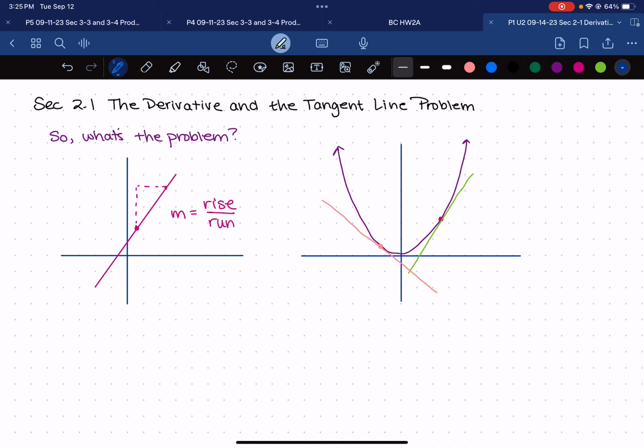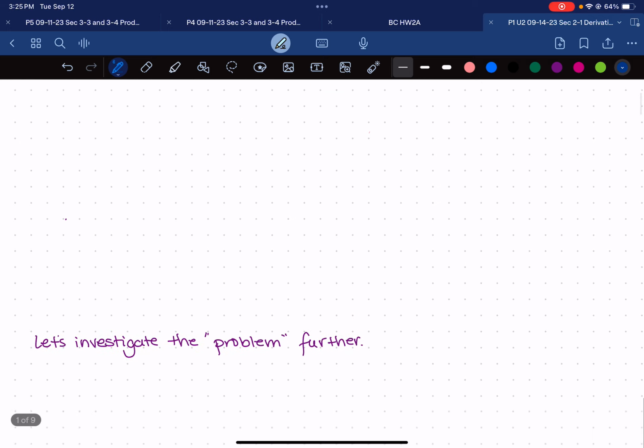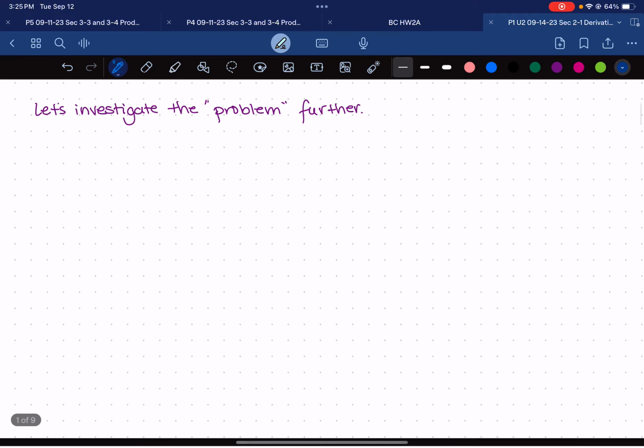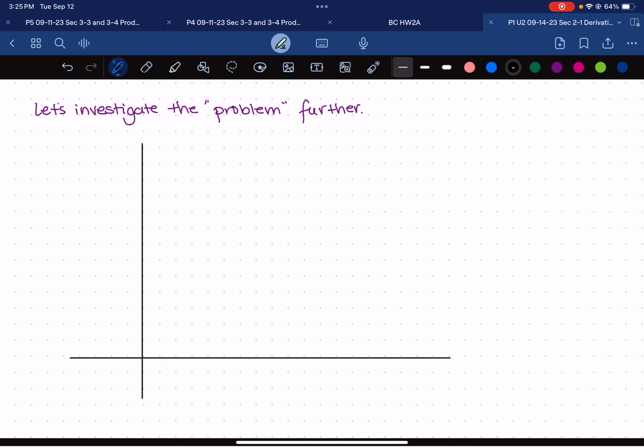Okay, so let's draw a different picture here and get a better idea. Let's investigate the problem further. So let's say that we have a curve, something like an exponential function. Something like that. And let's say that we want to find the slope of the tangent line right here at whatever this x value is.